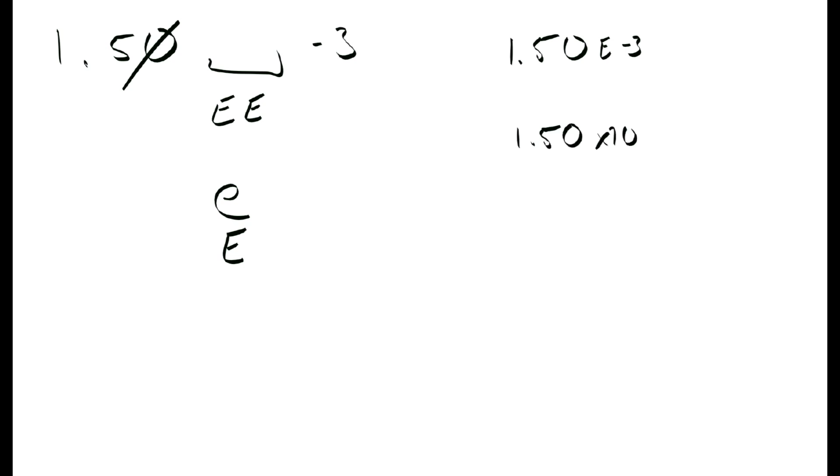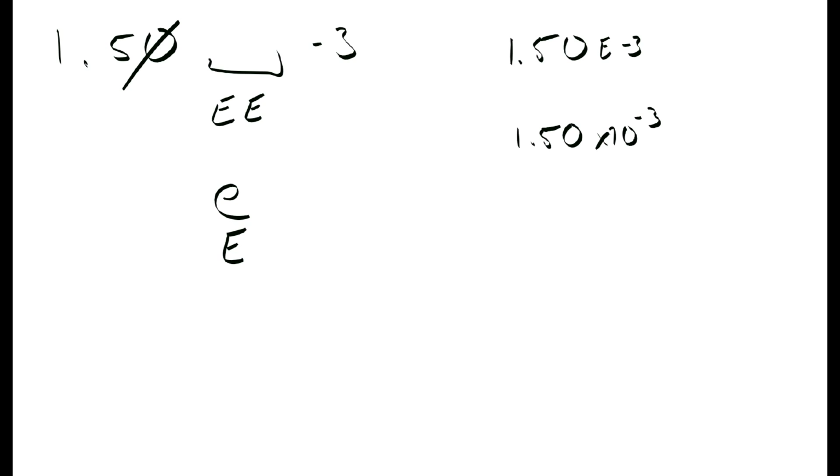Depending on the calculator, that button can look a couple of different ways. The Texas Instruments calculators will have a button with two capital E's. You press that, and it'll write out a lowercase e or a capital E, depending upon the system. And then you will type in the exponent. So in this case, negative 3. And what it will put on the screen will probably be something like this: 1.50 E negative 3. And that means 1.50 times 10 to the negative third.